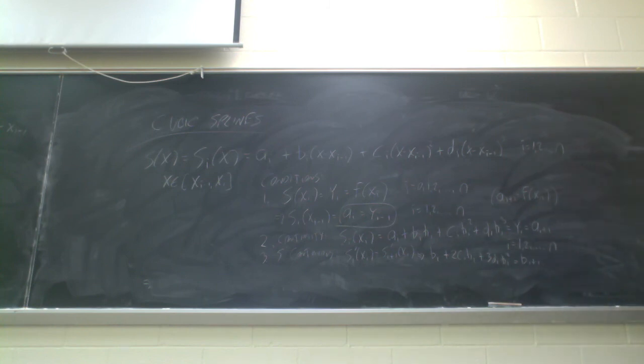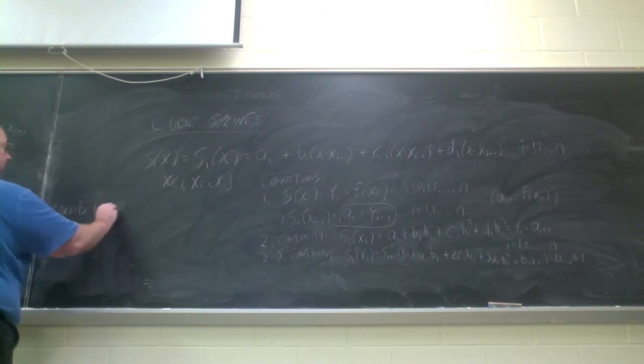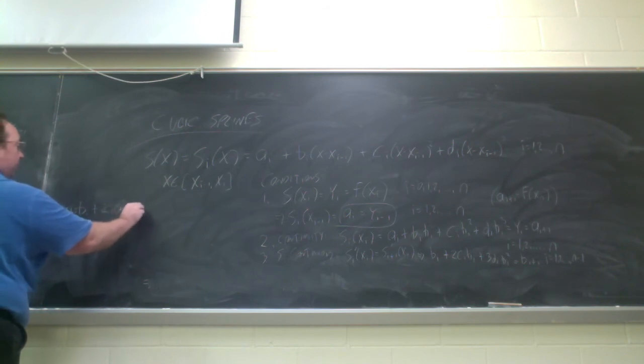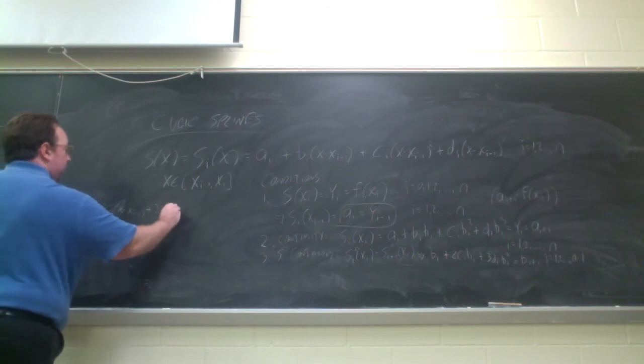Now, this has to be imposed at the interior knots, and I only have n minus 1 of those. So i equals 1 up to n minus 1. I'm going to gloss over steps here, but I'm just going to write down the derivatives over here. It's b_i plus 2c_i (x minus x_{i-1}) plus 3d_i (x minus x_{i-1}) squared.